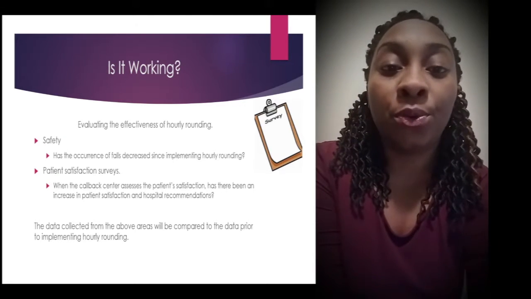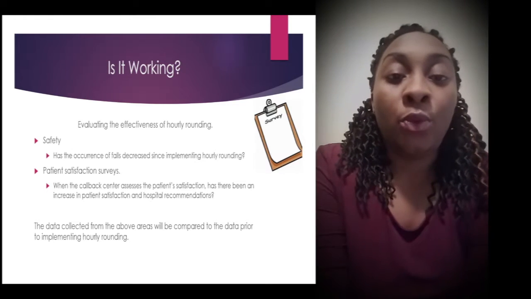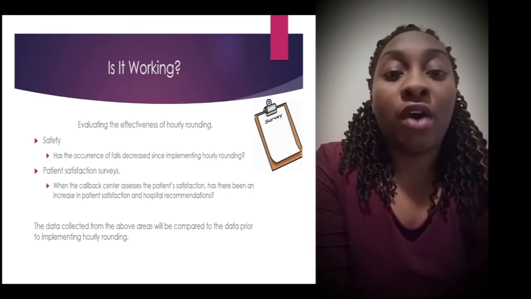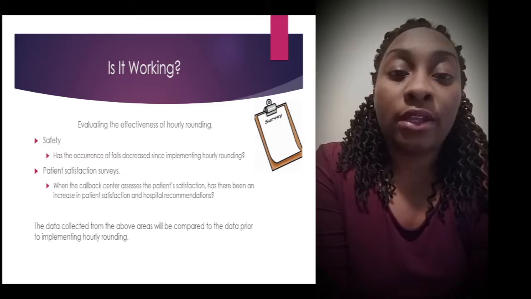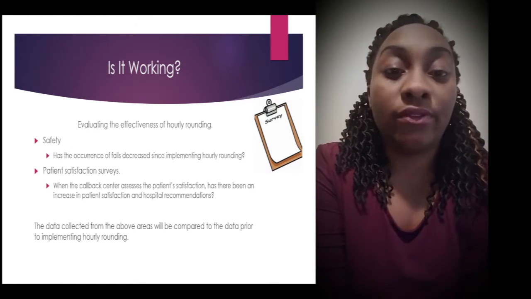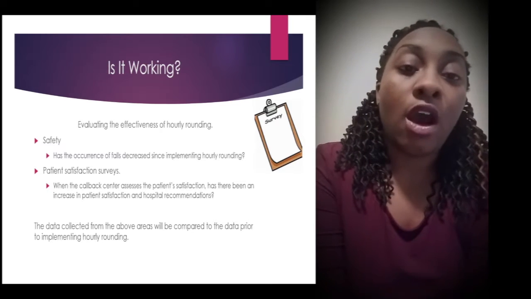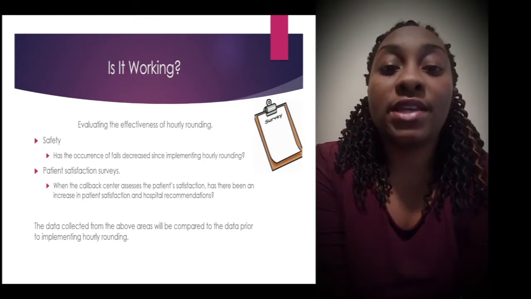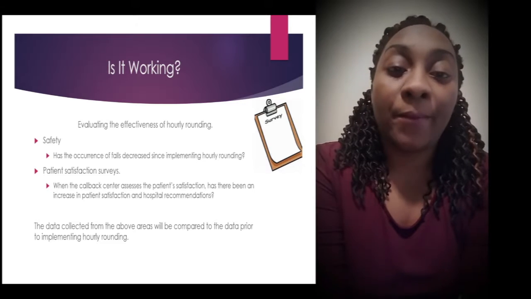So how do we know that the hourly rounding has been effective? We can look at our fall scores. If the fall occurrences have decreased since hourly rounding has been implemented, we can also say that hourly rounding has been effective. Also, with patient surveys, the callback team generally calls the patient a few days after they've been discharged and asks them questions about their stay.